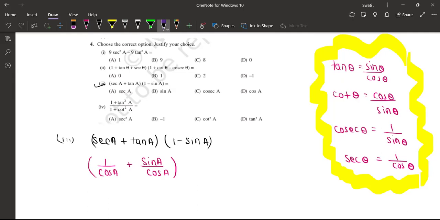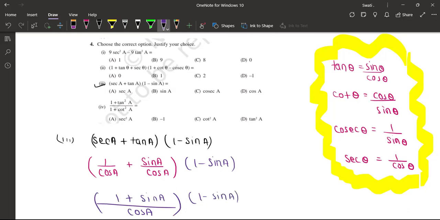Okay, so here Manya I have done the same. Sec A I have written as 1 upon cos A, tan A I have written as sin A upon cos A, and 1 minus sin A we cannot do anything with, so let's keep it as it is. Now with this term what will we do? We'll take the LCM, which will be cos A. So what will come in the numerator? Of course 1 plus sin A, because our denominator is the same. And then 1 minus sin A as it is.